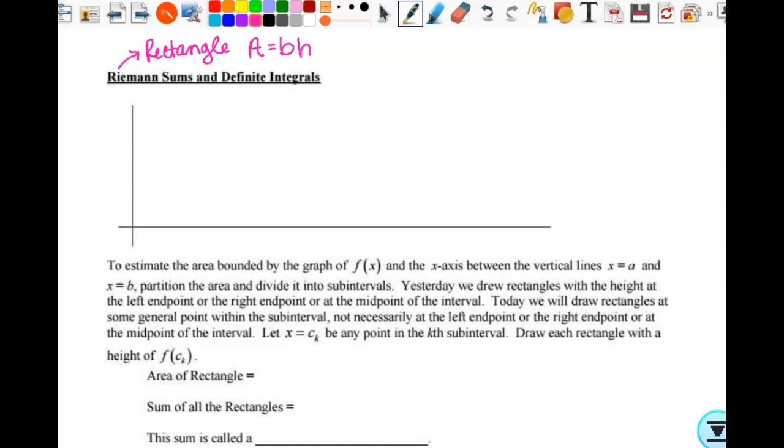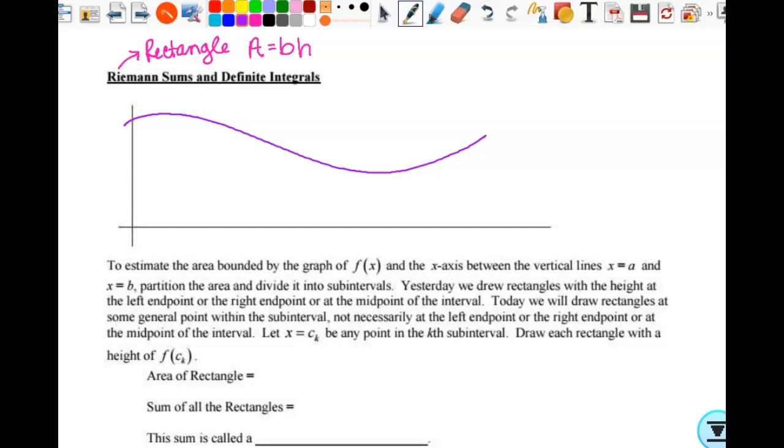Okay, so we are going to draw some function like this. The function itself doesn't really matter, just something that's not a straight line. All right, so we've been estimating using rectangles: left-hand rectangles, right-hand rectangles, midpoint rectangles. We even did some trapezoids, right?